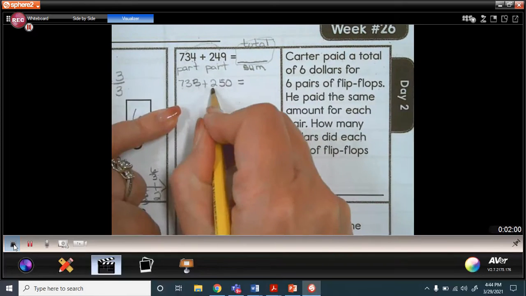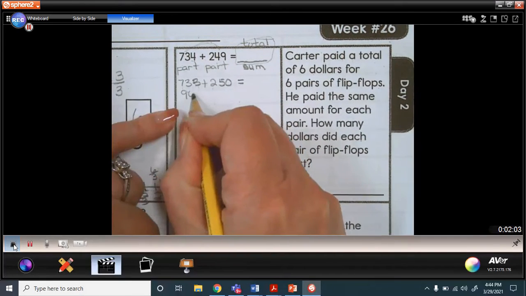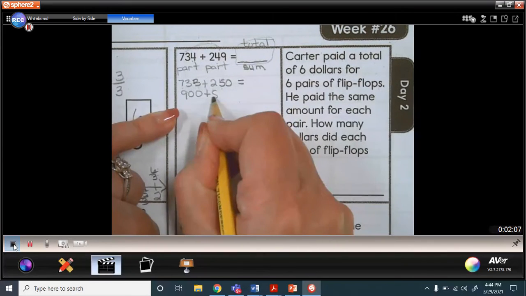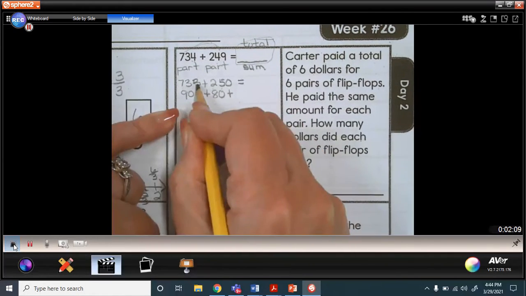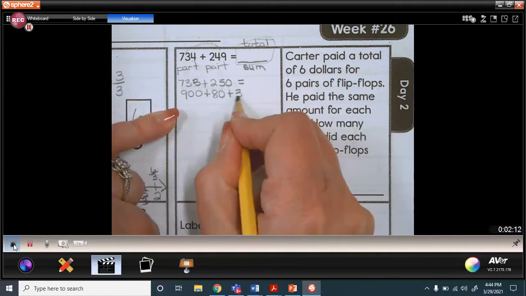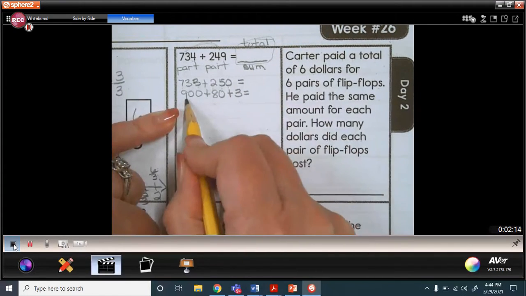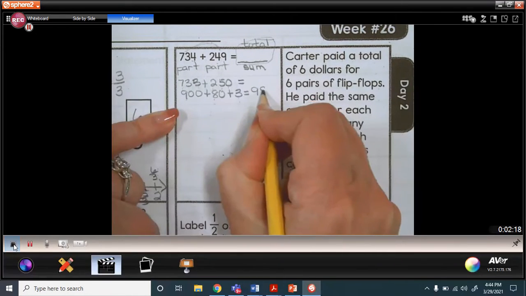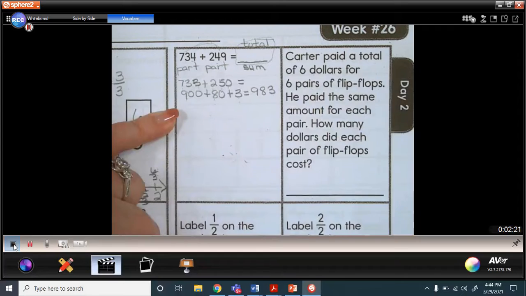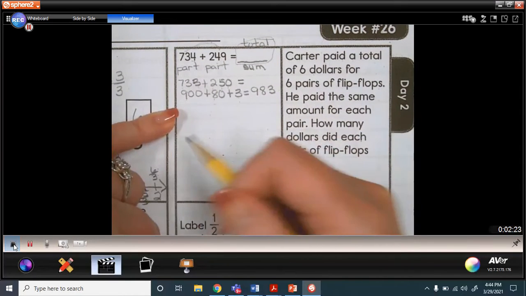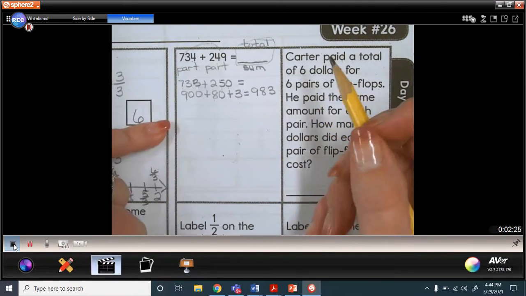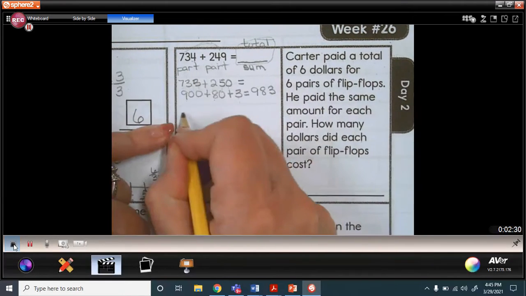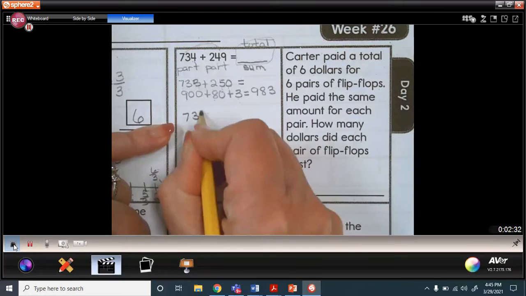So 700 and 200 is 900. 30 plus 50 is 80. And 3 plus 0 is 3. Now I take my hundreds, my tens, and my ones, and I put it back together, and I have 983. Okay, now let's use the algorithm and do the same thing.